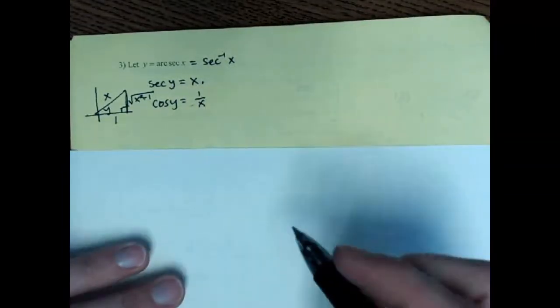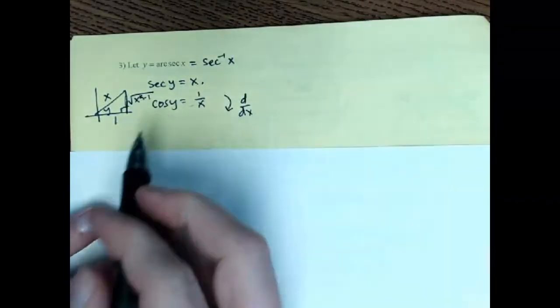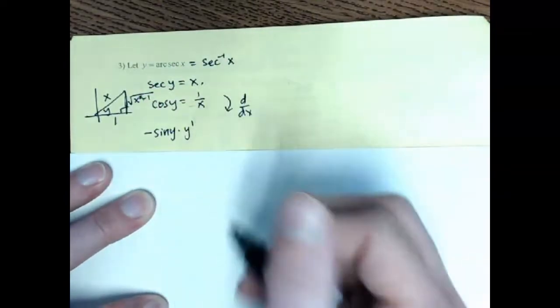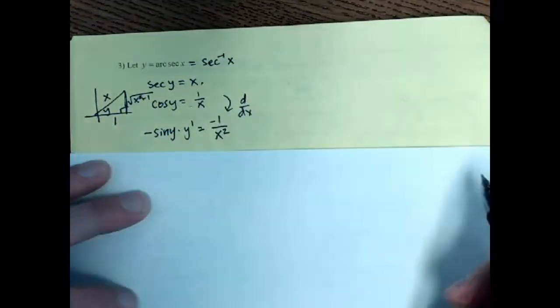But now I'm going to take the derivative. The derivative of cosine y would be negative sine of y prime, and the derivative of 1 over x is negative 1 over x squared. That's just a power rule. Now the two negatives will cancel, which is lovely. I'm going to divide the sine over.